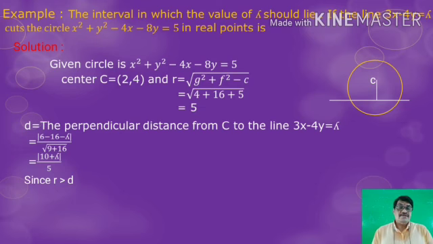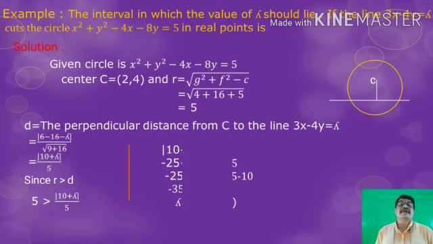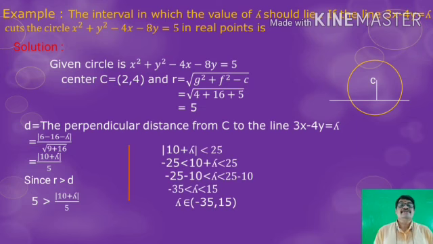Here the given line intersects the circle. So the case is r is greater than d. Here r is 5 and d is the perpendicular distance, modulus of 10 plus lambda by 5. From that we get modulus of 10 plus lambda is less than 25. From that we write minus 25 less than 10 plus lambda less than 25. So 10 plus lambda lies between minus 25 and 25.